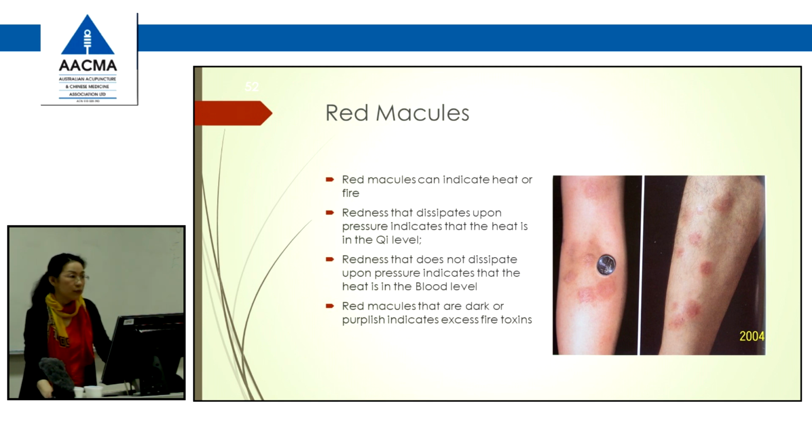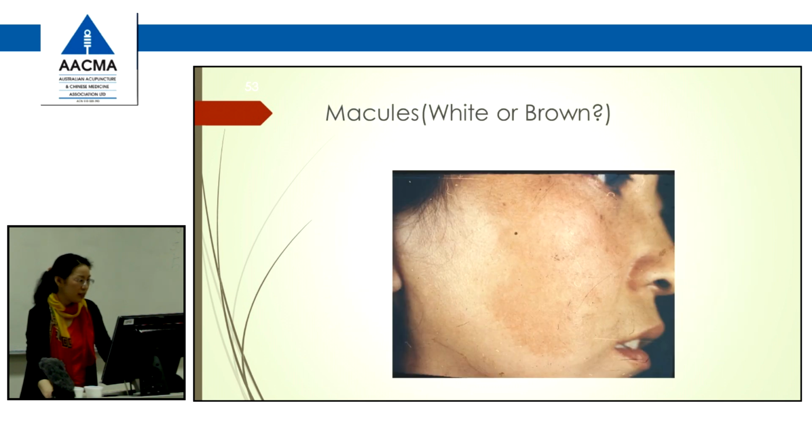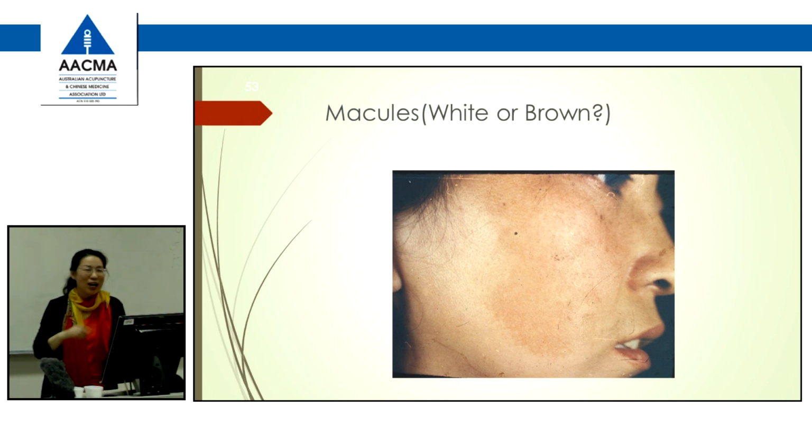That's in the forelimbs, in the arms and legs. That's it. And then these macules. I have a question. White or brown? White is the normal skin, or the brown is the normal skin. For Chinese, it's brown. For Asians, it's yellow.